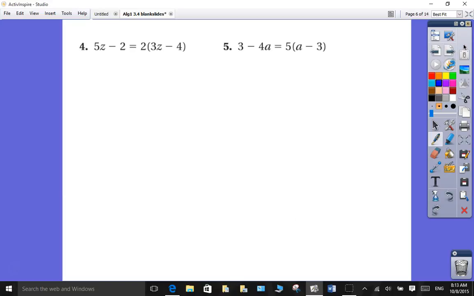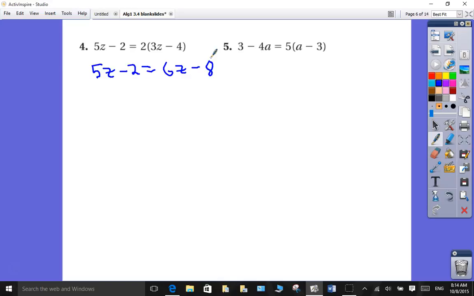Okay, now I've got a little bit of distributive property to do. I'm going to do the one on the left, and then you're going to do the one on the right. Okay. So on the problem on the left, on the right-hand side, I will distribute: 5Z minus 2 equals 6Z minus 8. Okay. So the two variable terms, the bigger is 6Z, so I should try to move the 5Z.